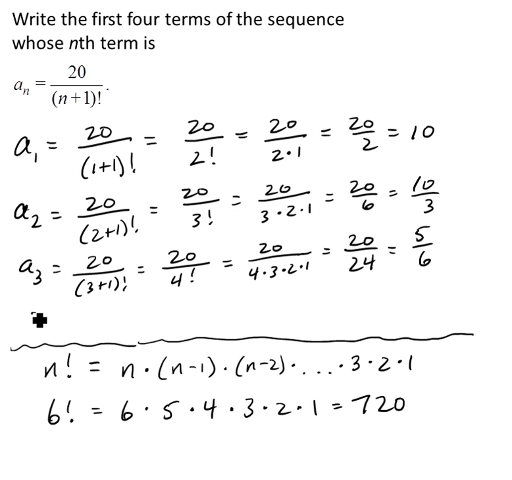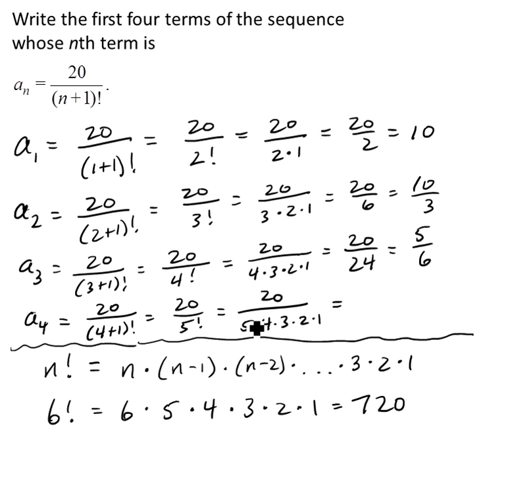And finally our fourth term, a4. Let's plug a 4 in for n and get 20 over 4 plus 1 factorial, which is 5 factorial, which means 5 times 4 times 3 times 2 times 1. So again, we can either just multiply at the bottom and then reduce it, or we can do our reducing first. In this case, that would be significantly quicker.